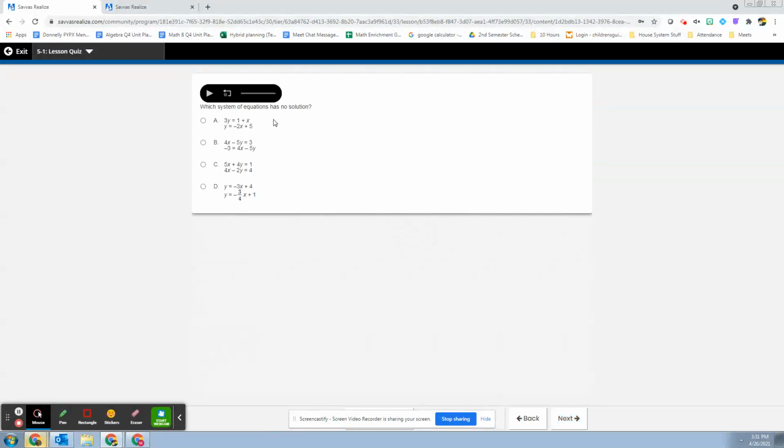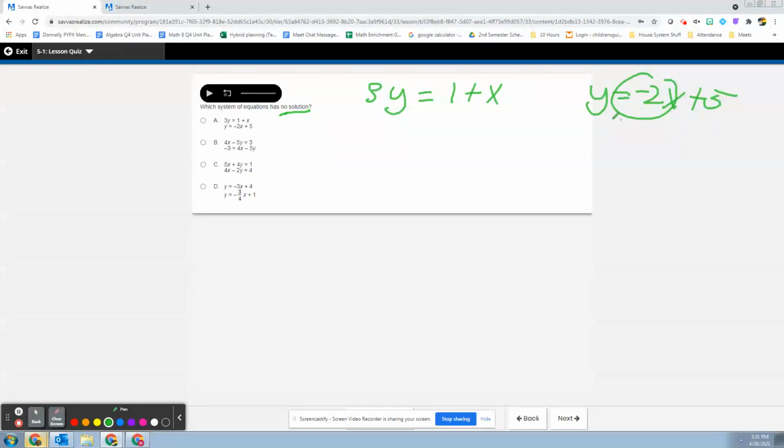Next, which of these has no solutions? Again, you set up the same thing, but in this case, you're looking for parallel lines. So I'll just take A, 3y equals 1 plus x, and the other equation is y equals negative 2x plus 5. So you already know my slope is negative 2. In order for this to have no solution, you need a different y-intercept, so they cannot be the same line, and you need a slope of negative 2.